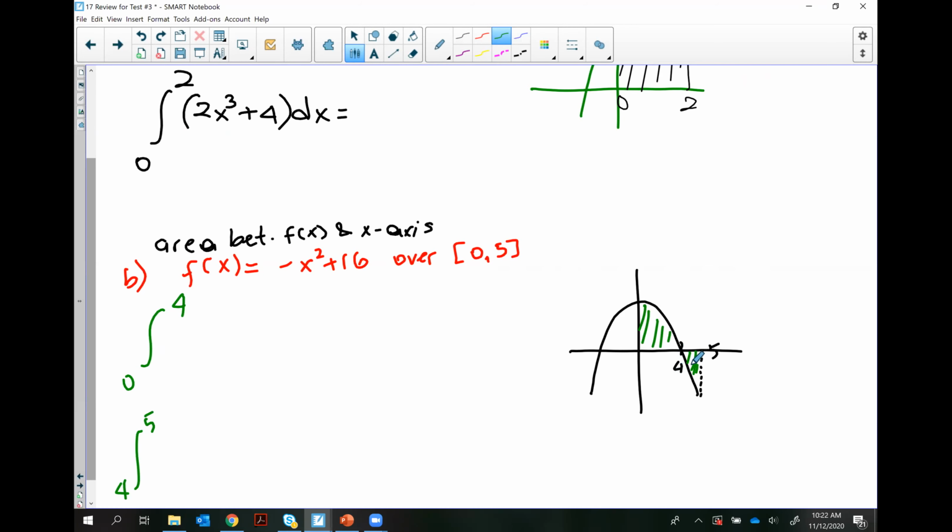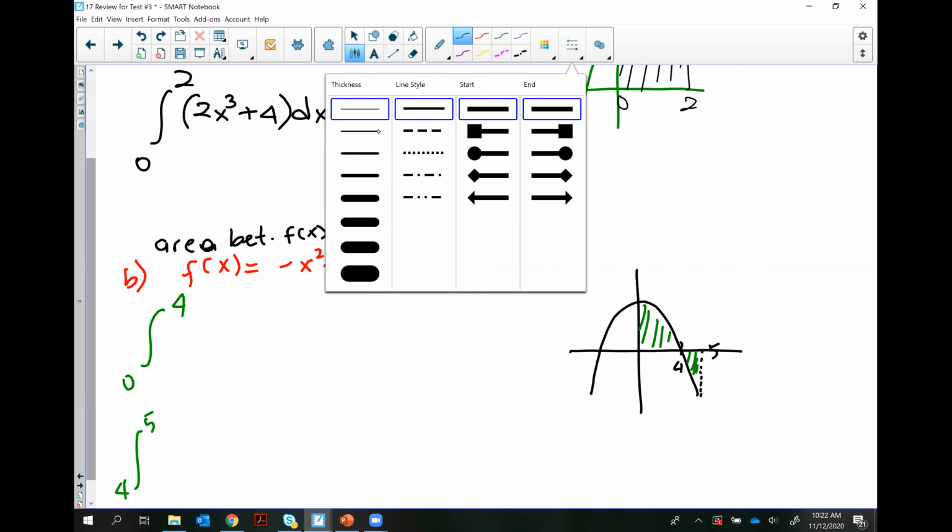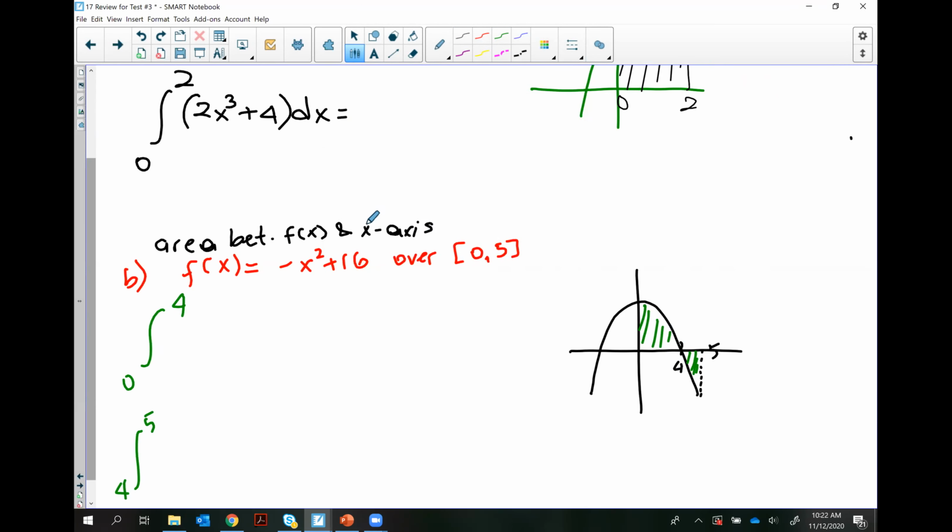And by the way, how do I even know this is going to be the point 4? You should be able to determine that without even a graphing calculator. To find the x-intercept, you set the whole function equal to 0, right? And you solve for x. Even though you're going to get plus or minus 4, the region is only a positive region, so we're only going to take the positive 4 for our purposes. So that's the intersection point right there. Okay, so a little bit of time for you to work on this, and then we're going to discuss your answers to both questions in just a little bit.